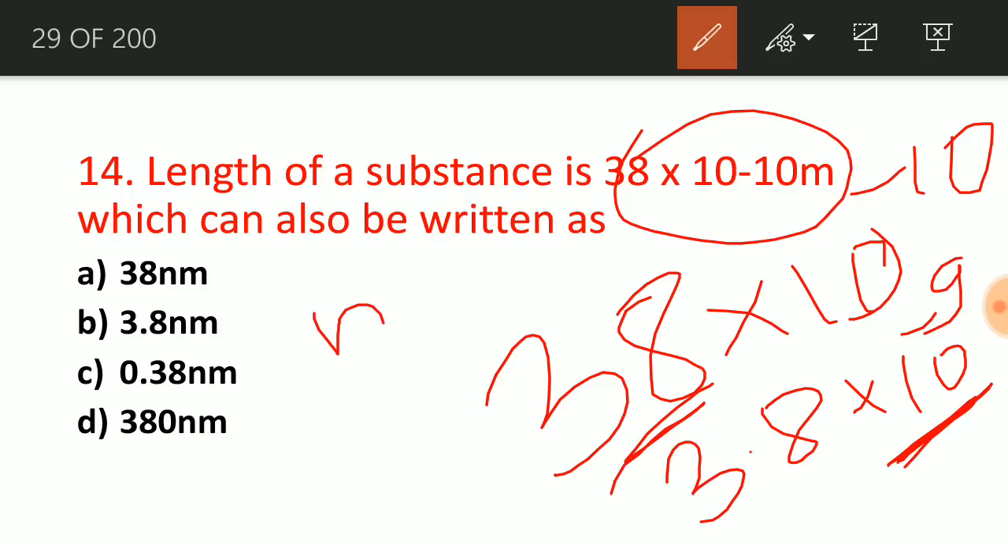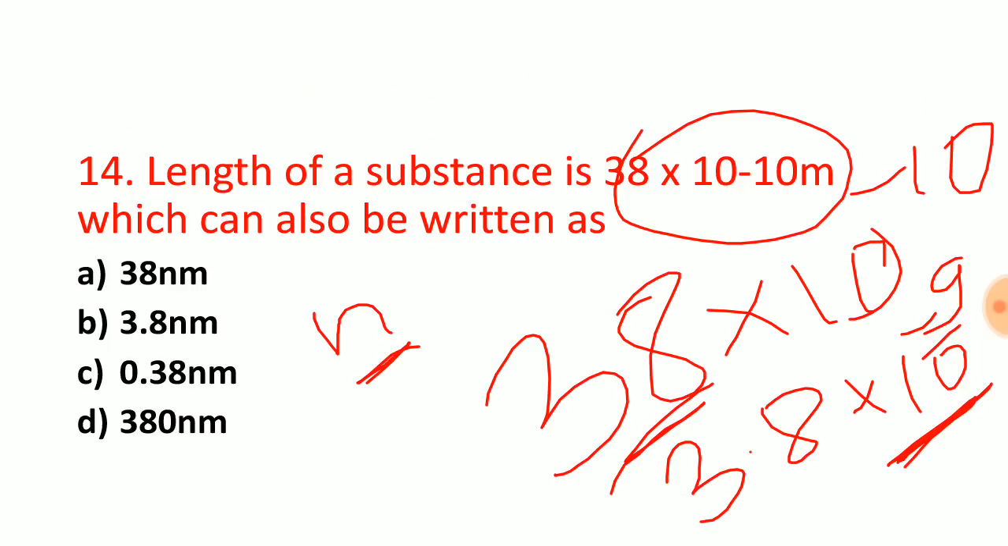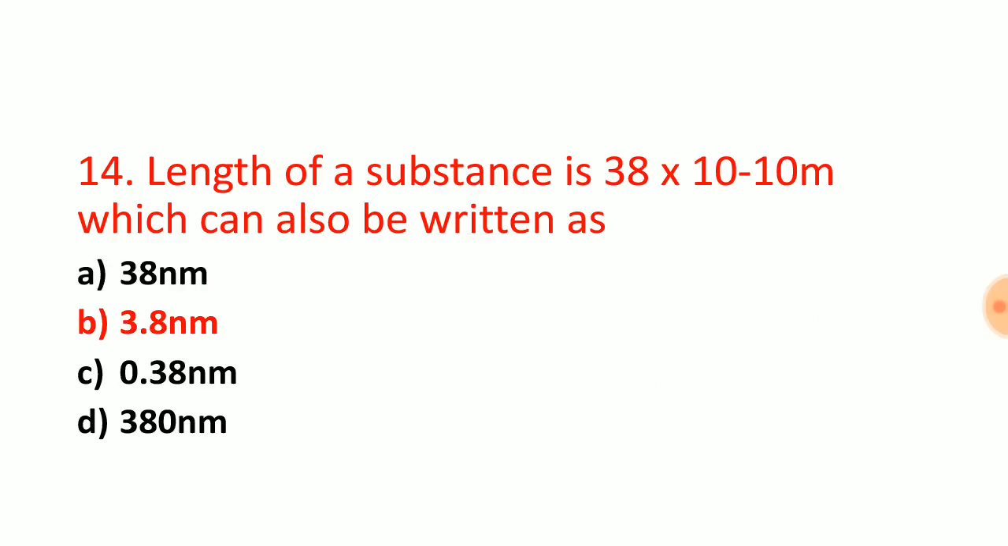In nano there is n, here is 9. So minus 9, n for 9. So minus 9 is nanometer. In this case, option choice B contains 3.8 into 10 to the power minus 9, that is 3.8 nanometer. So option choice B is the correct answer for question number 14.